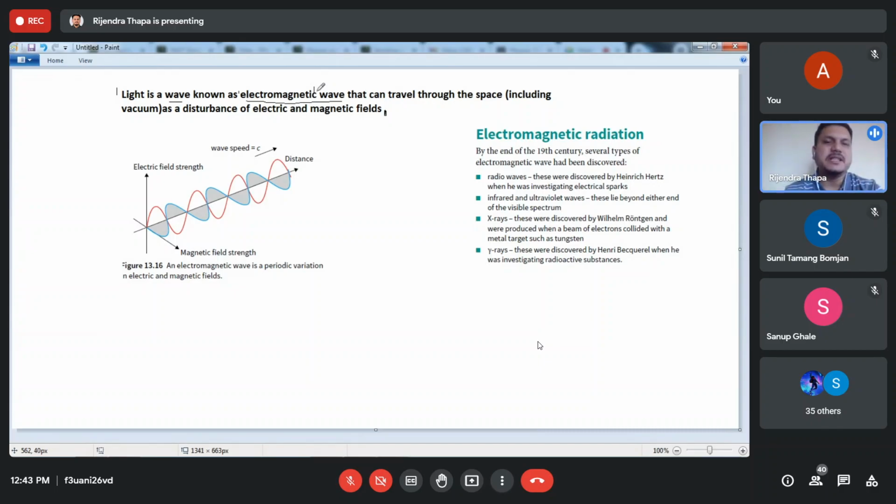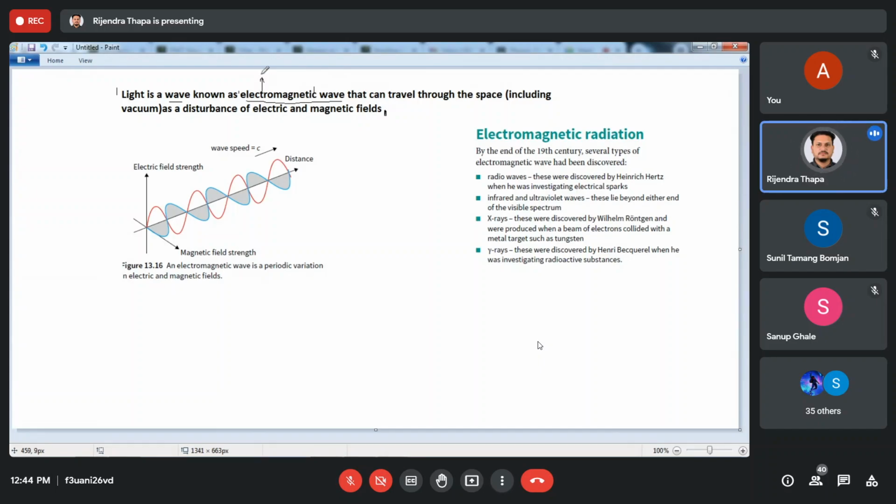Charge has an electric field, and when this electric field is oscillating, or when the charge is in oscillation, it will create the magnetic field. And the magnetic field in turn will create the electric field. So it's just like a chain. It follows a chain. Please try to listen properly. First of all, the charge will oscillate.